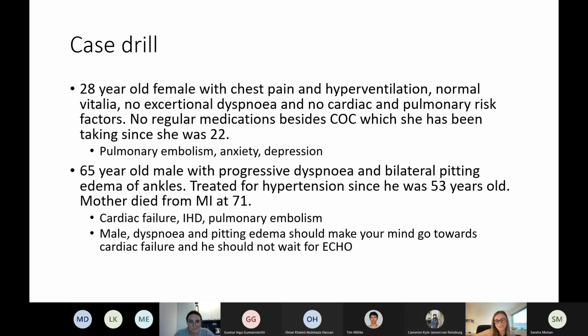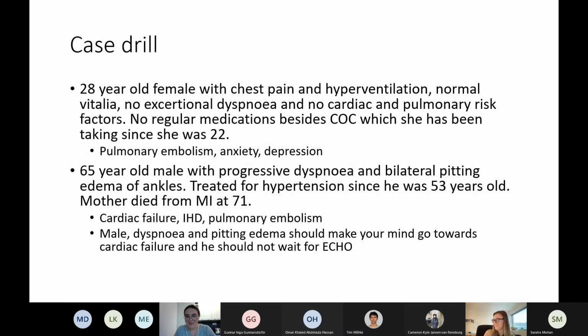Any other diseases that we can think of? When you're reading, just to reflect on what you're thinking, why are you thinking cardiac failure in this patient? What are the factors leading you towards cardiac failure? Bilateral edema, and also progressive dyspnea. And what about the edema? Yeah, it's edema. Well done.